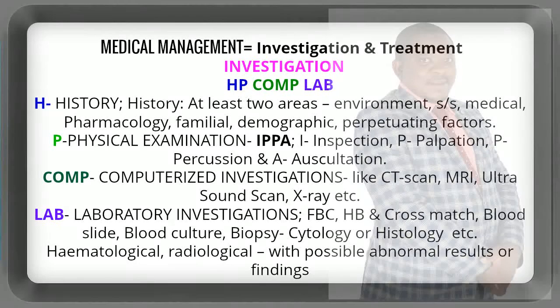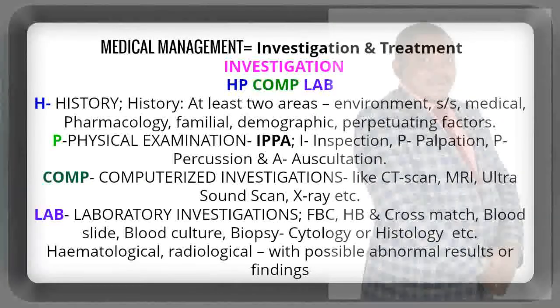So H is for history. In as much as other computerized investigations are important, within history we can get characteristic signs and symptoms of the disease and be able to come up with a diagnosis even before computerized investigations are done. Computerized investigations are done necessarily for confirmation purposes. So H is for history. At least these areas: the environment, signs and symptoms, the medical history, pharmacological history, familial or demographic factors, or other perpetuating factors to the disease. These areas need to be noted within the history.